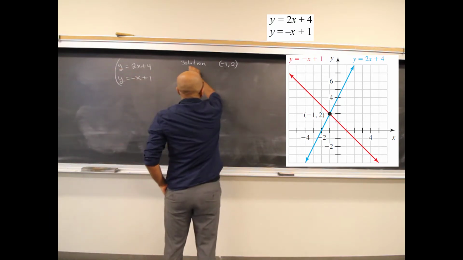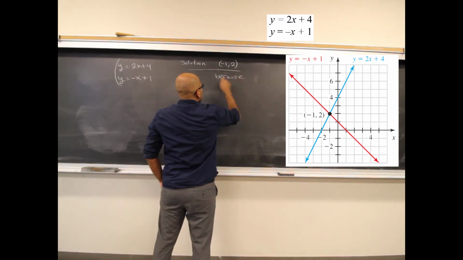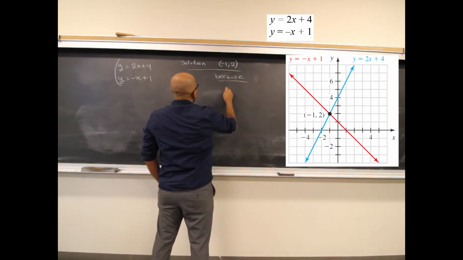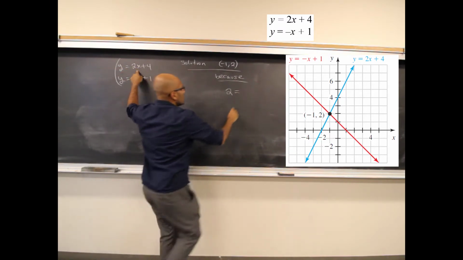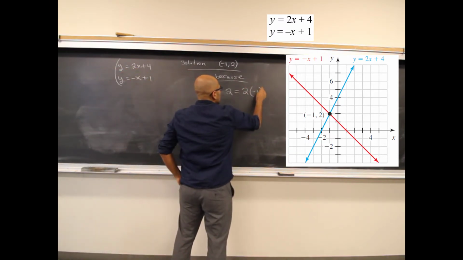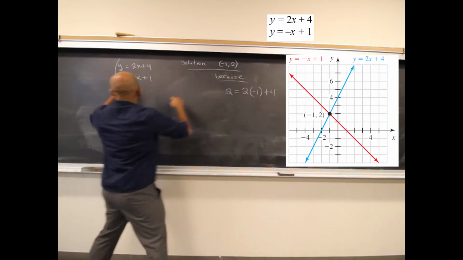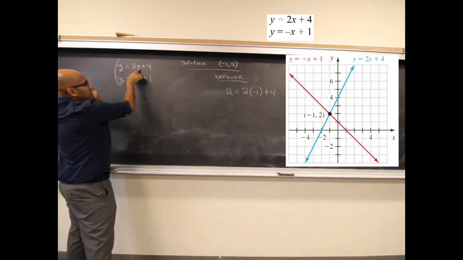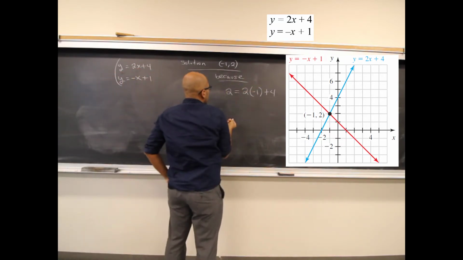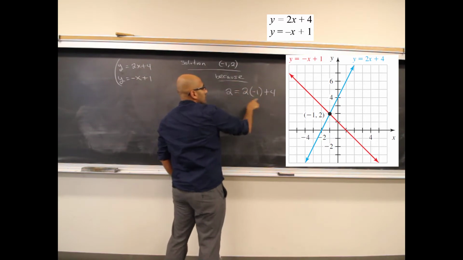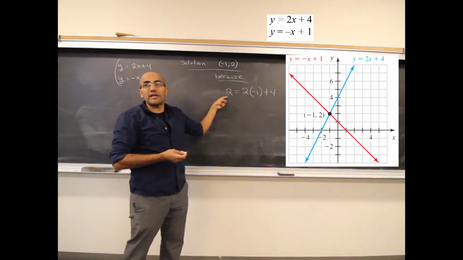So the solution is this, and I'll say because if we replace the y with a 2, so 2 is the answer when we multiply 2 times negative 1 plus 4, right? So this is the x and the y. Here's the x and the y. I plugged in x equal to negative 1, y equal to 2, and so I get this, and of course 2 does equal negative 2 plus 4. Negative 2 plus 4 is 2. This is a true statement.